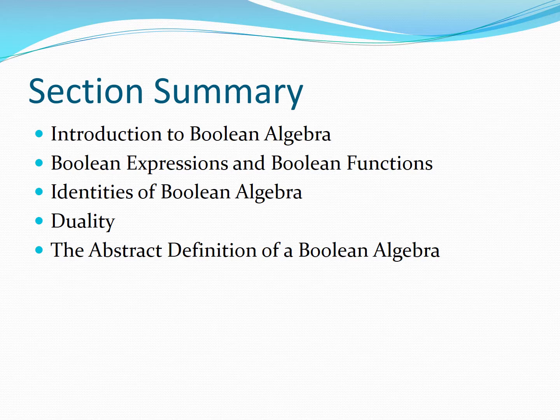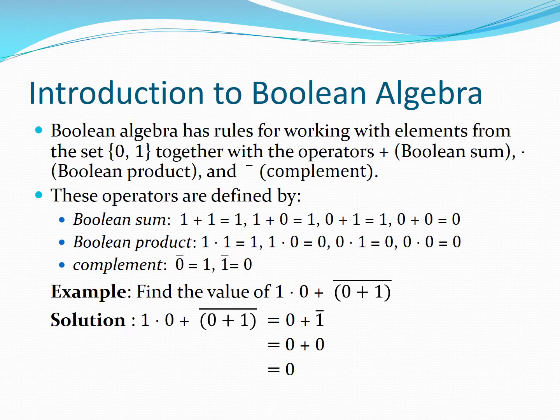So we're going to learn about the main identities of Boolean algebra. So we have gone through these rules or identities or laws for propositional logic. We have gone through them for set theory as well, and we're going to cover it for a third time, but in the area of Boolean algebra. All right, so we'll learn about the concept of duality and of course the abstract definition of a Boolean algebra. All right, so let's begin with an introduction to the Boolean algebra.